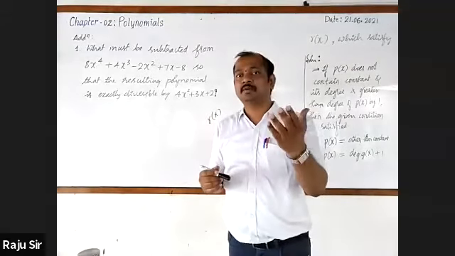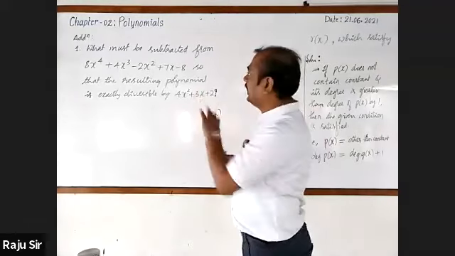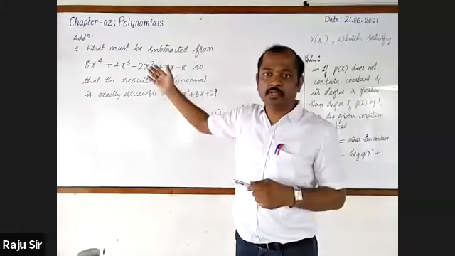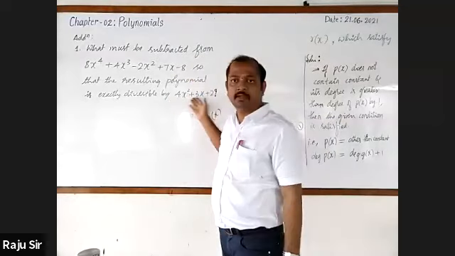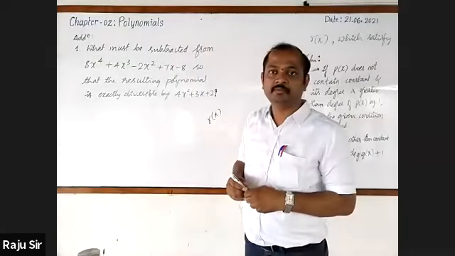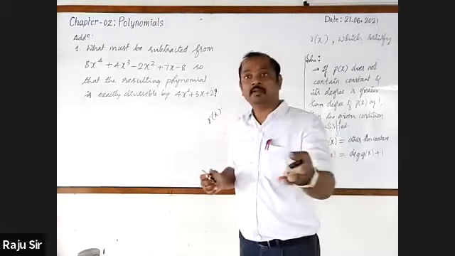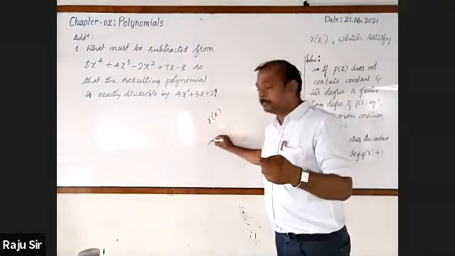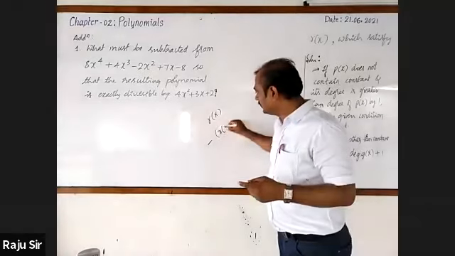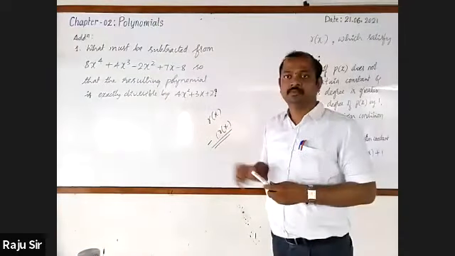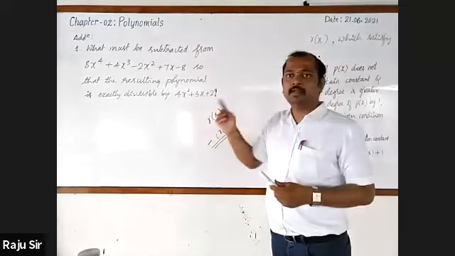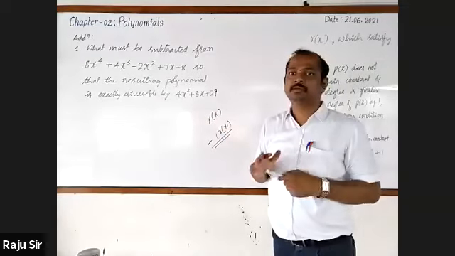Similarly, they may ask you, what should be added to the given polynomial to make it exactly divisible by another polynomial? Minus of the remainder, minus remainder should be added. This minus remainder must be added. Clear?